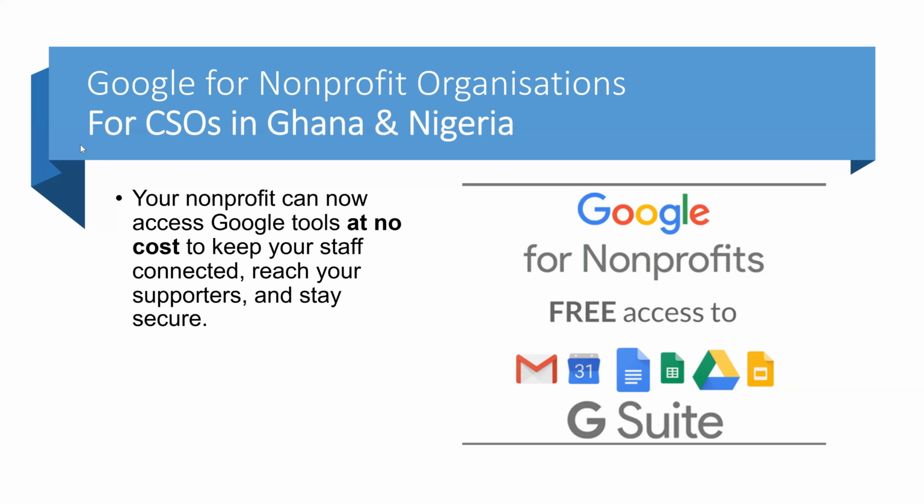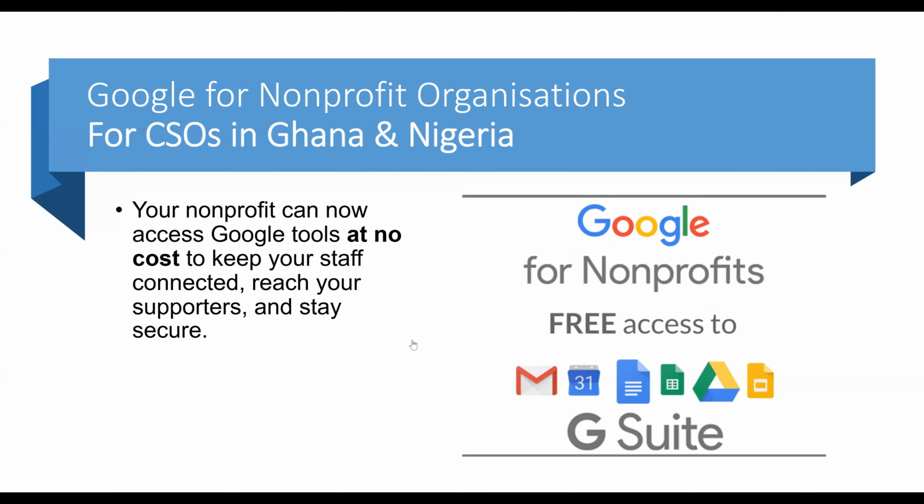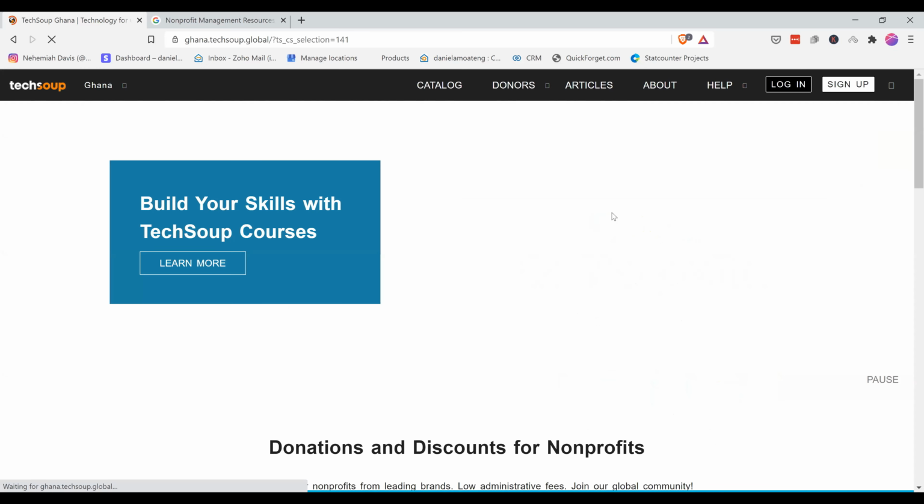Okay, so this is westafrica.techsoup.global. If you come here, you click on the drop down, you select your country. So I'll go ahead and select Ghana. And if I click on go, it will take me to the place where I can sign up. So you can see the sign up button here. So once I click on sign up, it will allow me to begin the process of signing up.